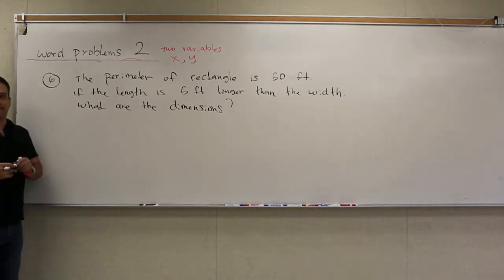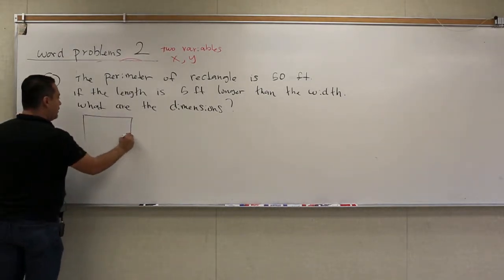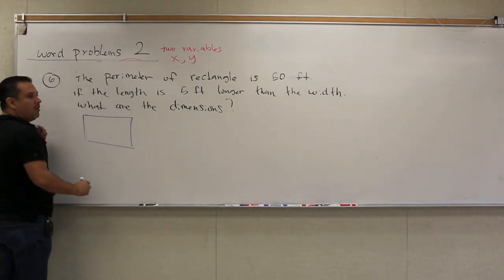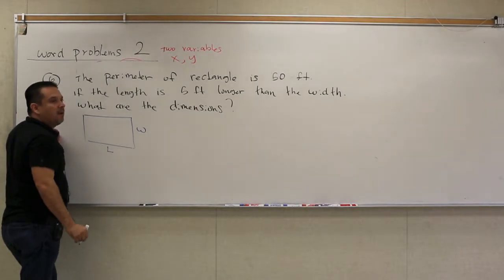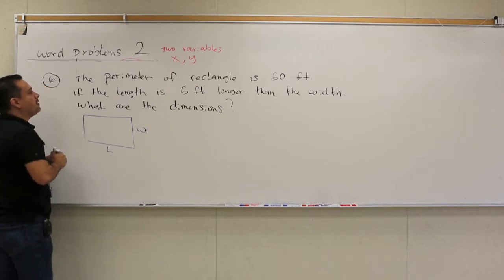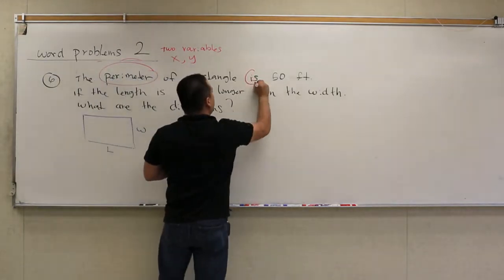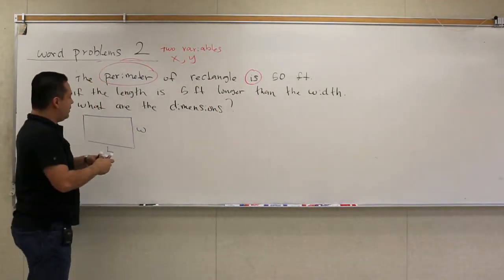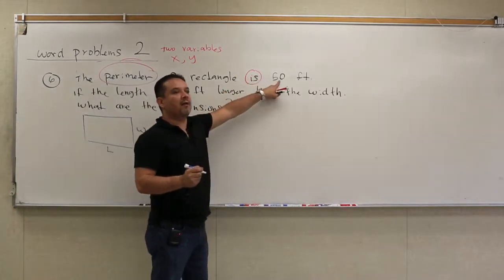All right, let's try this out. What kind of shape are they talking about? How do you know? Okay. And then they're using language like what? Perimeter. So what do you guys know about a rectangle? You got a length and you have a width. Okay. So when they say perimeter, they said the perimeter here is 50 feet. What letter should we use? P? Okay, so my perimeter equals 50.